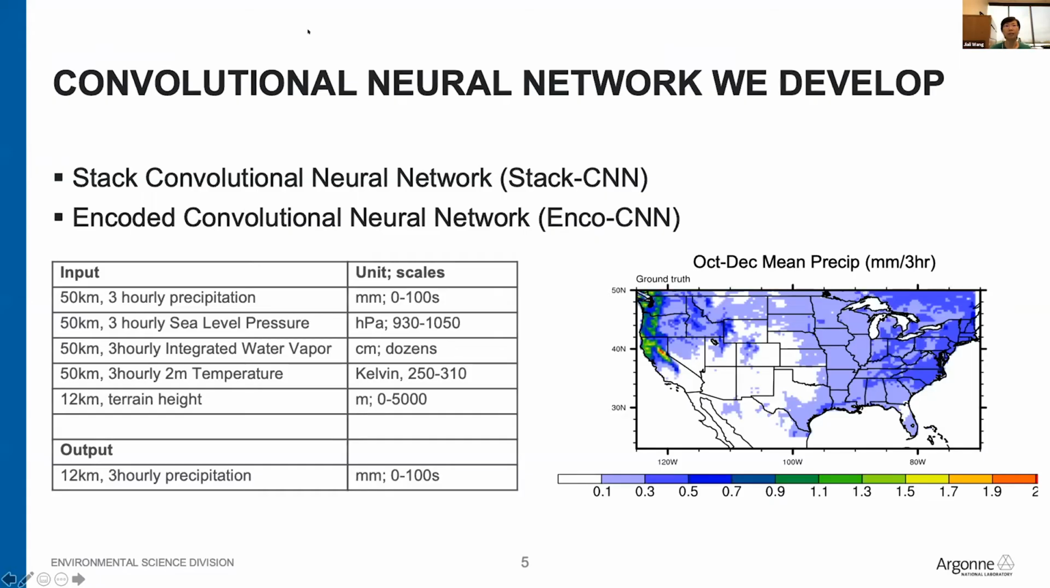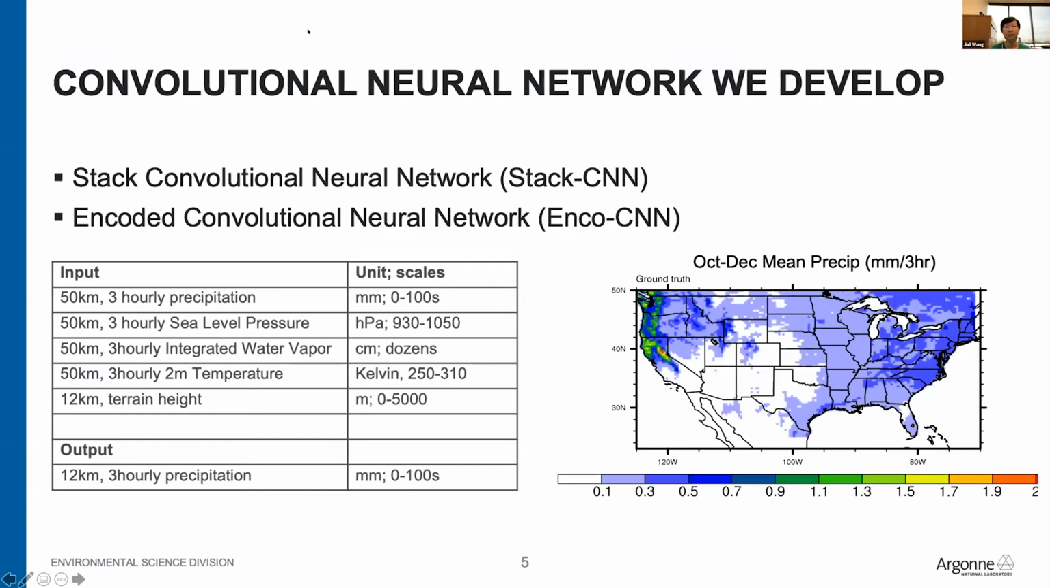So here are the two CNNs we developed, and I'm going to show the flow chart in a second, but here let's talk about the input and output first. As you can see in the table, we use coarse resolution precipitation data. We focus on precipitation, by the way. Sorry if I didn't mention that before. And we use high resolution terrain height.